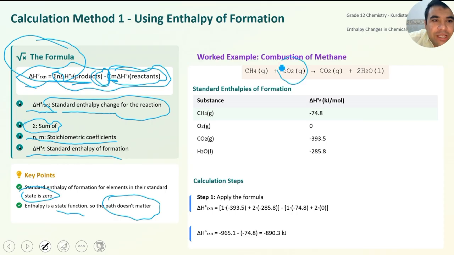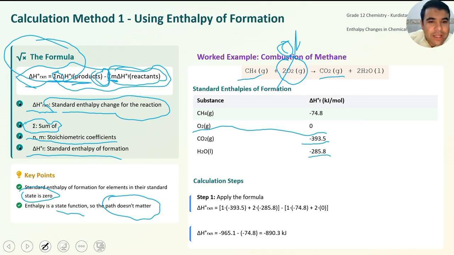The oxygen is elemental, so its enthalpy of formation is 0. We can cancel this as it's given as 0. The enthalpy of formation for CO2 is given to us, which is this value, and then H2O is given, and then methane is given. So how to calculate that? The product enthalpies of formation, multiplied by their moles, minus the reactants, multiplied by their moles.